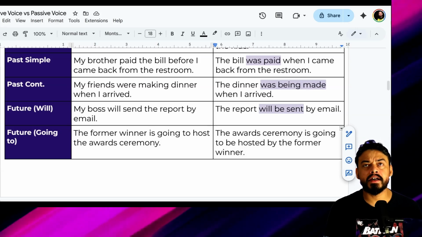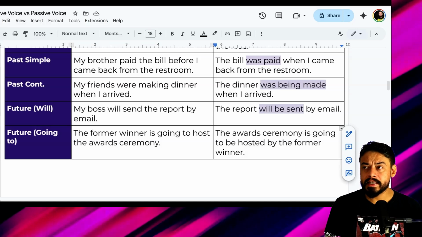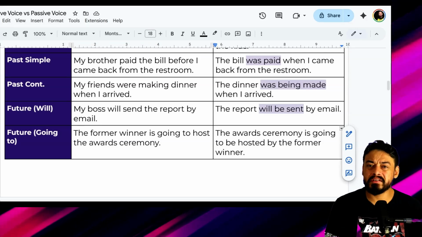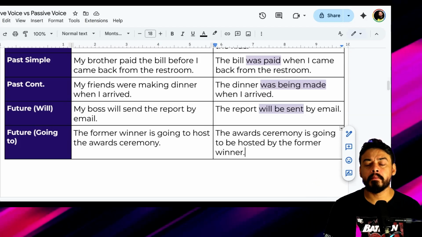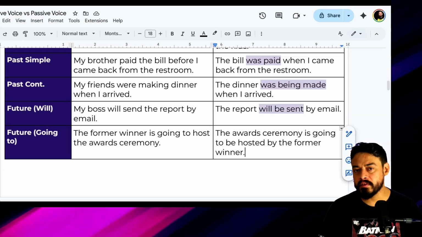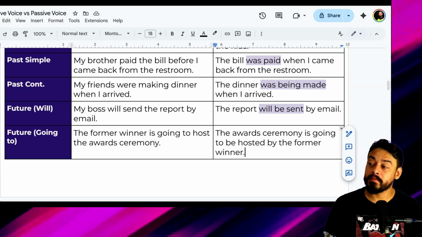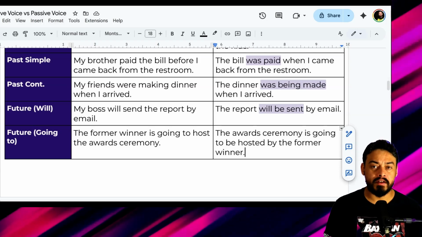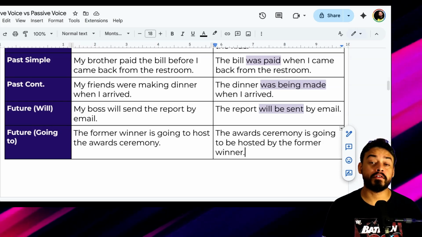Notice that sometimes, even when you use passive voice, the person who performs the action is still necessary to be mentioned or relevant. Like in this case, because we don't have any extra piece of information about the ceremony, I have to finish the sentence by specifying who is doing it. So, the award ceremony is going to be hosted by the former winner.